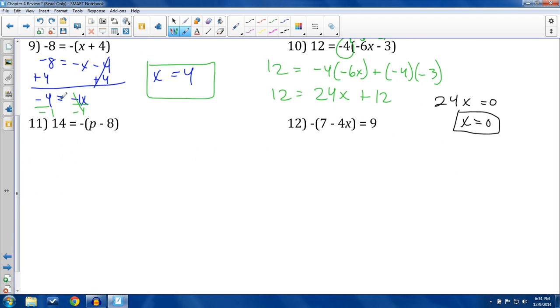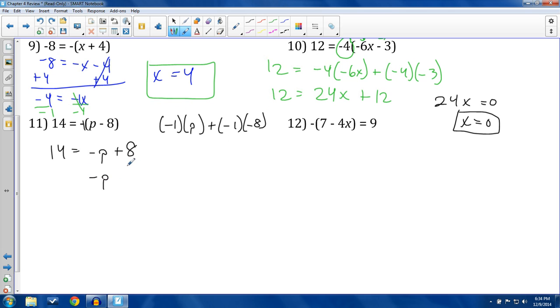Number 11. 14 equals the opposite of p minus 8. The opposite of p minus 8 is negative p plus 8 for the same reason. Switch the signs inside. And if you really have trouble with that, notice this is the same thing as negative 1. I could have distributed a negative 1 times p plus a negative 1 times negative 8, and it'll be the same thing like how I did here, and it'll get me negative p plus 8. You can do that as well.